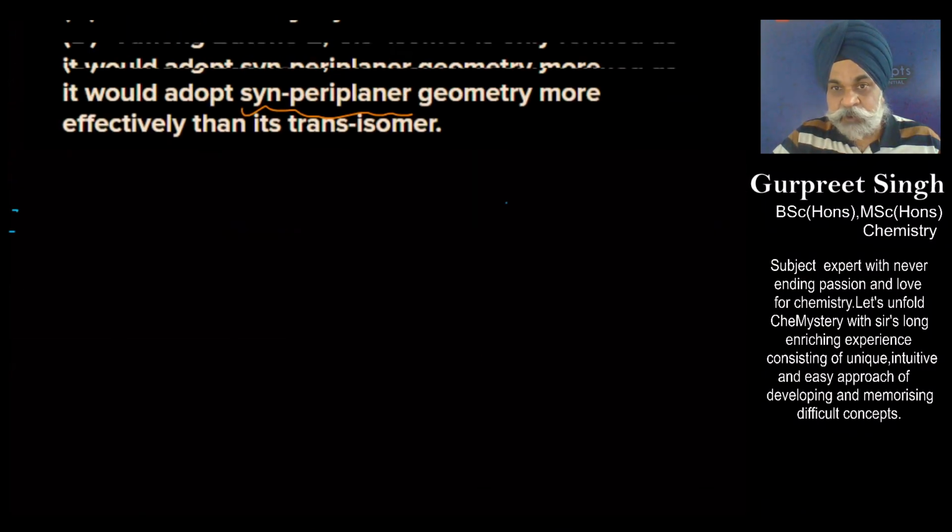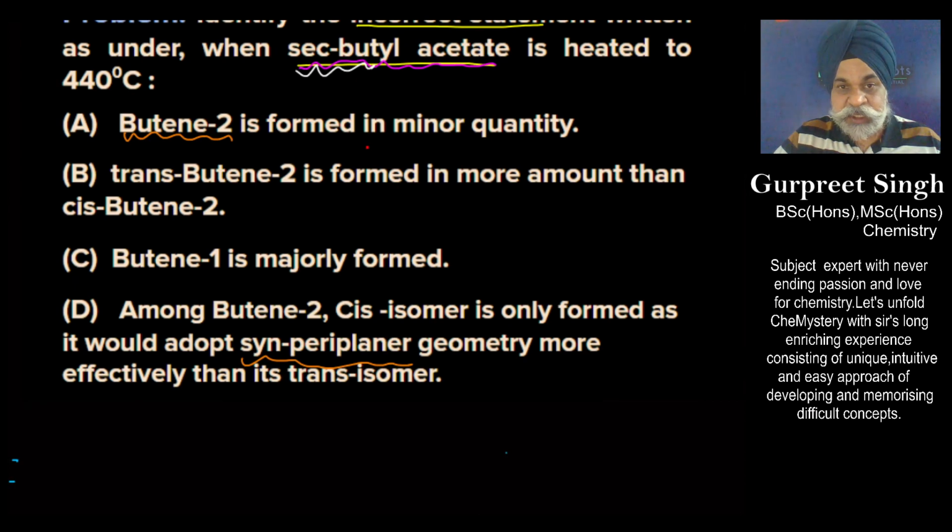So the problem was: trans-but-2-ene is majorly formed in major quantity. This is a perfectly right statement. Trans-but-2-ene is formed in major amount than cis-butene. So this also is the correct one. But-1-ene is majorly formed, and but-2-ene is formed in minor quantity. This also is a right statement. Now let us see the D option, what is being written here. Among but-2-ene, cis isomer is only formed as it adopts syn periplanar geometry more effectively than the trans. This is a wrong statement.